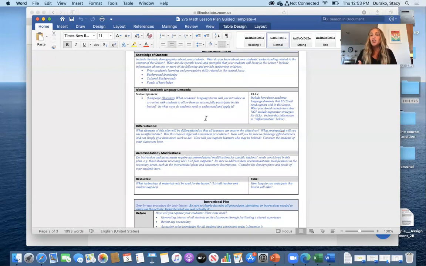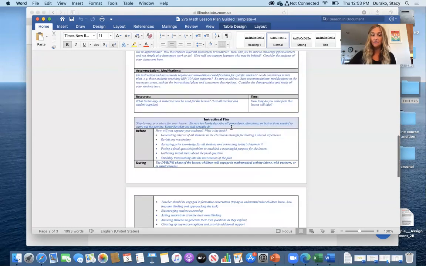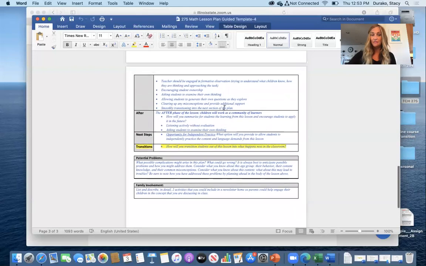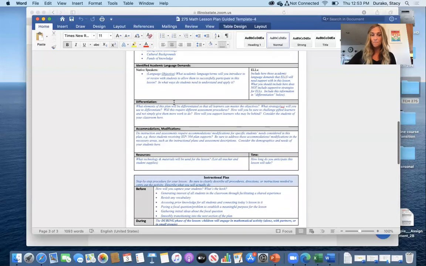Now we need to think of our native speakers. So what terms, what mathematical terms will you introduce or review with students listed here? And in here, we need to think about our ELL students. What you should include here does not include supportive strategies for ELLs. That's going to be located in the differentiation, which is right here, right below it. I didn't need to scroll down.